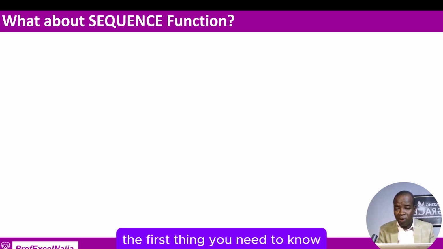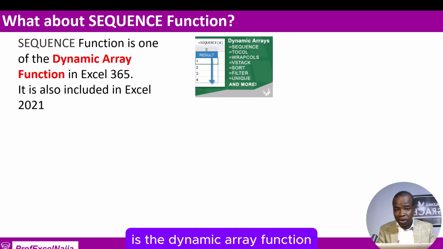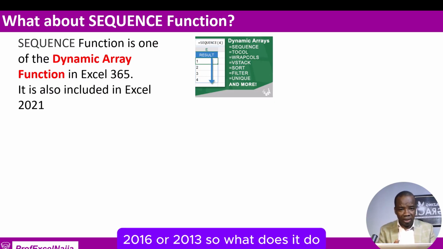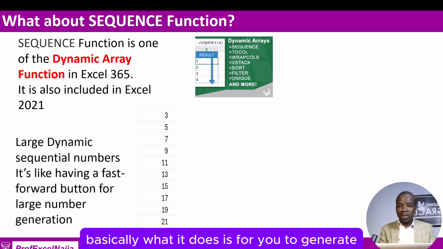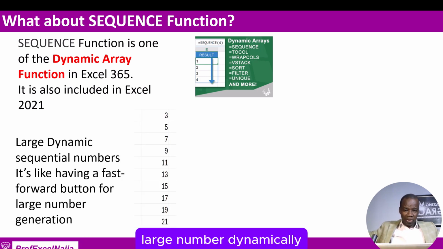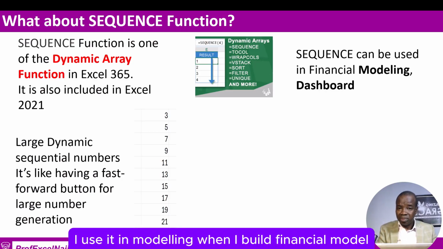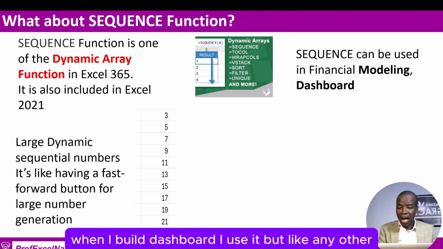The first thing you need to know is that it is a dynamic array function. It is in Excel 365 and also included in 2021. You can't find it in 2019, 2016, or 2013. So what does it do? Basically, it generates large numbers dynamically. I use it in modeling when I build financial models, and when I do dashboards.